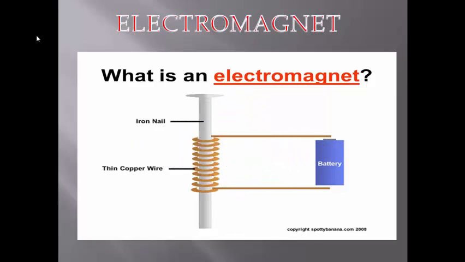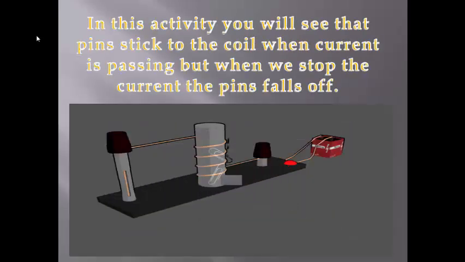Now next, we are going to learn about the electromagnet. What is an electromagnet? For this, we are going to do an activity. In this activity, we are going to understand what an electromagnet is. You will see that pins stick to the coil when current is passing, but when we stop the current, the pins fall off.